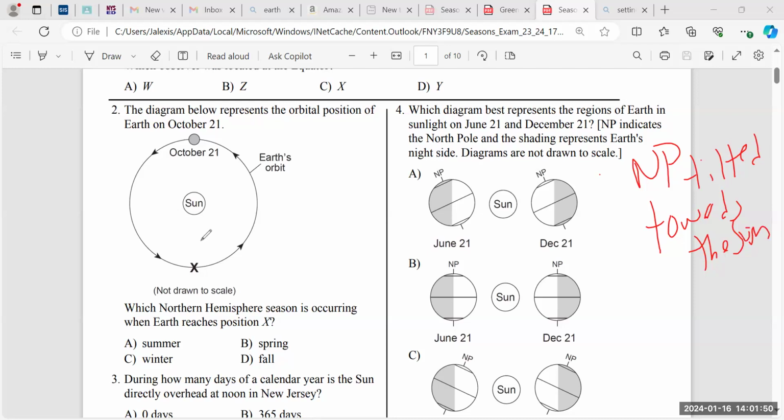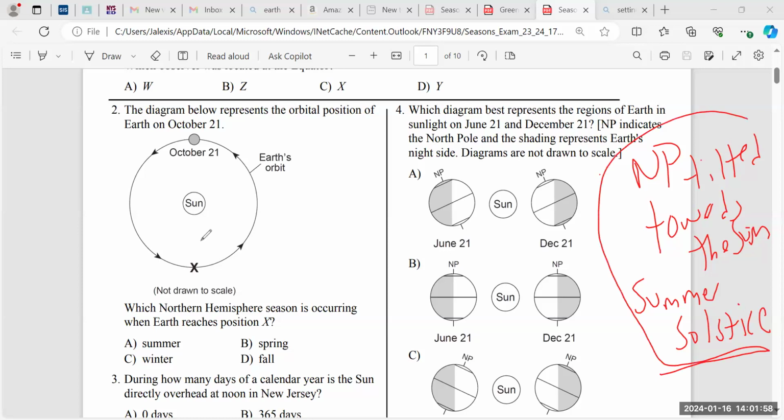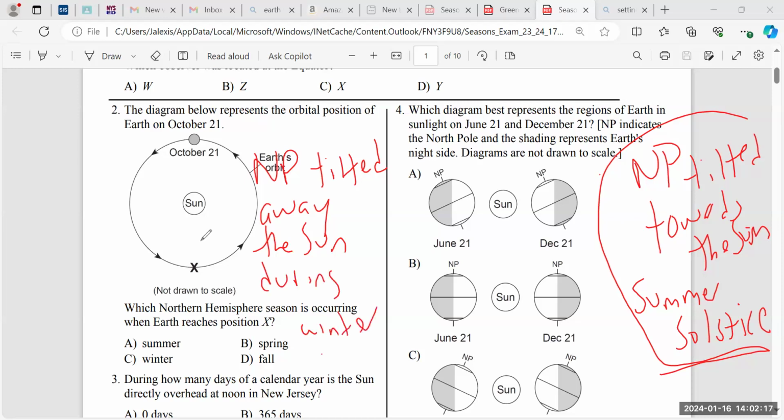All right, during the summer solstice. That's what I do know. All right, that's the first fact. The second fact is that the North Pole has to be tilted away from the sun during the winter solstice. That's the other fact that I know.